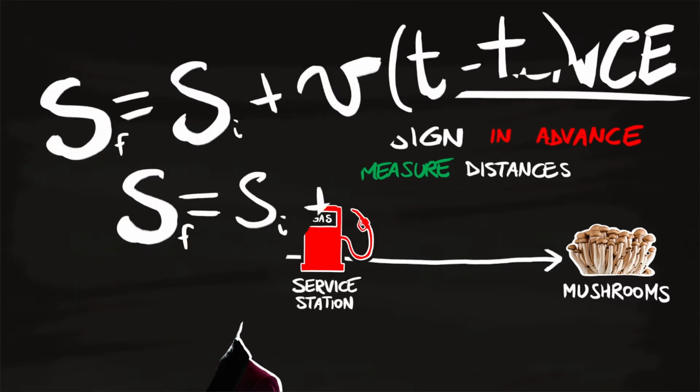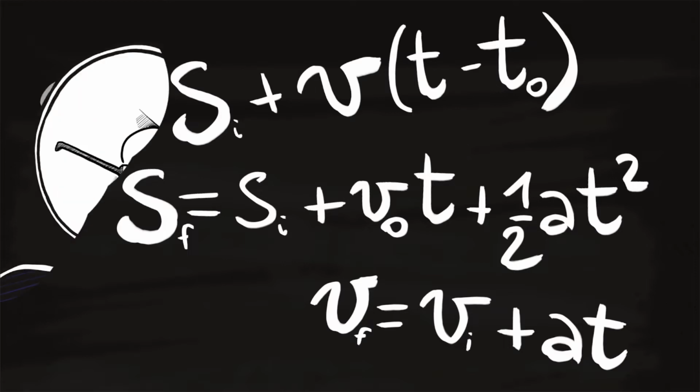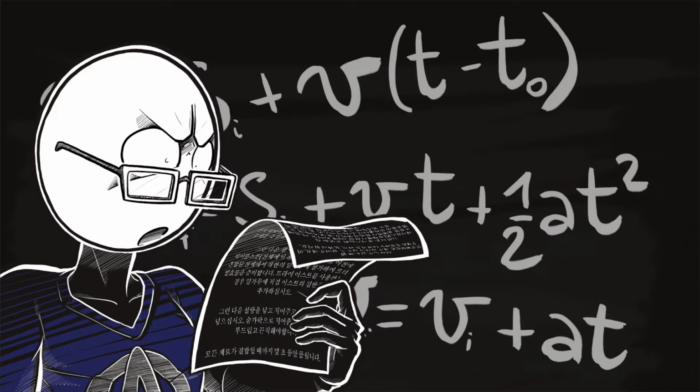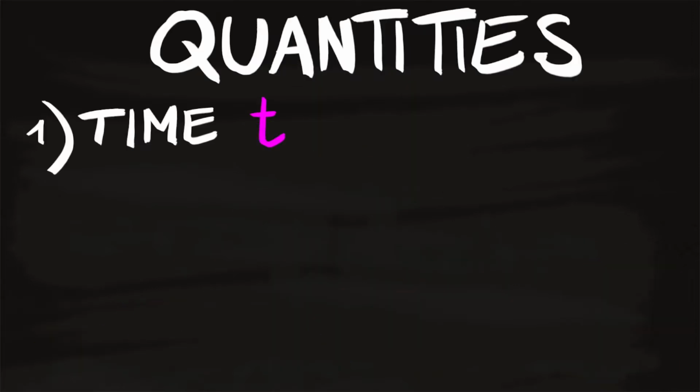Now, I could just give you all the equations and leave you in agony, but you would understand them like I would understand a Korean recipe. So, I have to tell you first what these letters mean. You see, there's a basic set of quantities that you can combine to build as many formulas as you want. The first quantity is time, which I will write as t from now on.